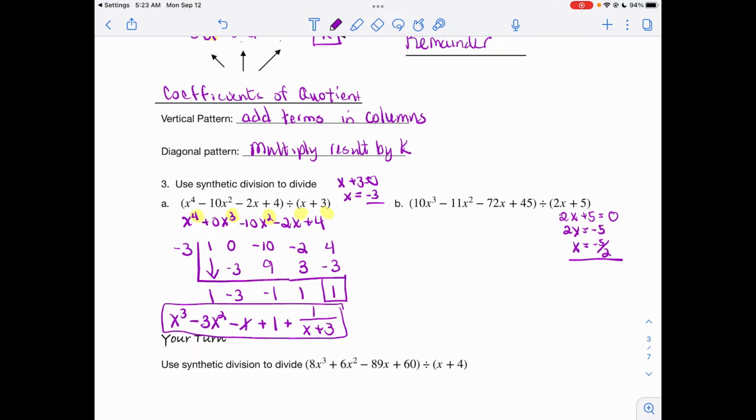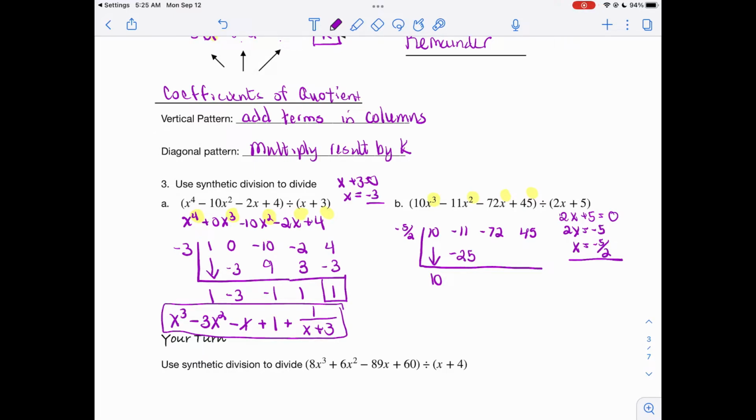And then I'll check my powers of x: cubed, squared, 1, 0. So I don't need any placeholders. So 10, negative 11, negative 72, and 45. And we're going to divide by negative 5 halves. Okay, so we bring down our first term, which is 10, and negative 5 halves times 10 gives us a negative 25.